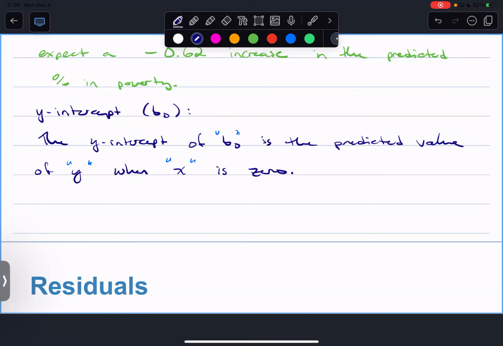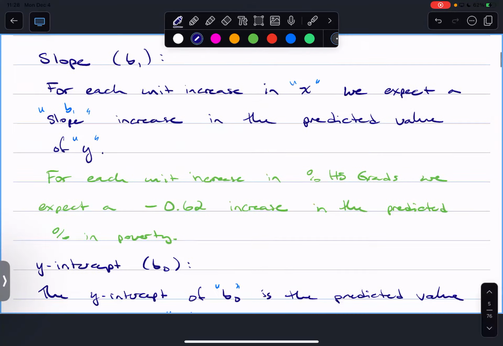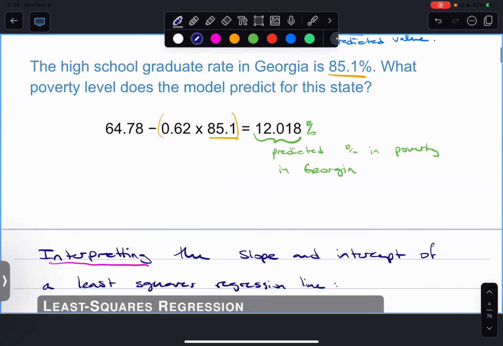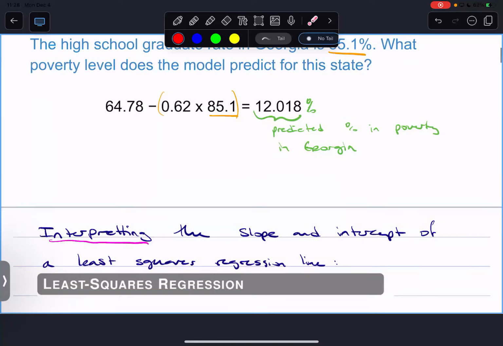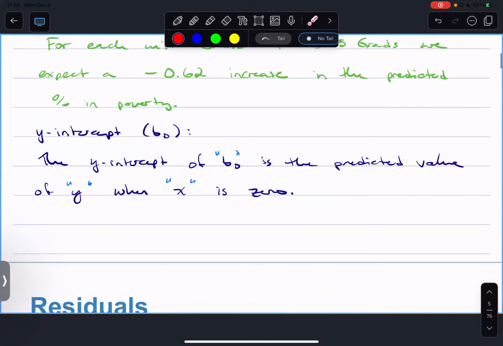So in our case, what was our y-intercept? Our y-intercept in this case was 64.78. So my predicted percentage in poverty for a state with 0% high school grads would be 64.78%. We'll just take it at face value. My stats didn't do good, eh?